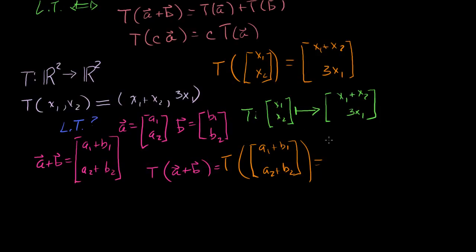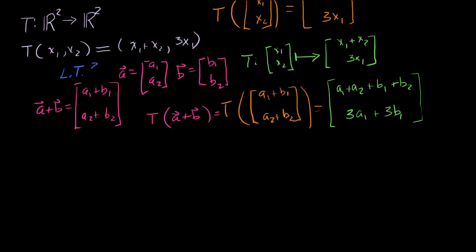It equals this vector, where for the first component here, we add up the two components on this side. So the first component is going to be these two added up: a1 plus a2 plus b1 plus b2. And then the second component, by our transformation or function definition, is just 3 times the first component in our domain, I guess we could say. So it's 3 times this first one, so it's 3a1 plus 3b1. Fair enough.